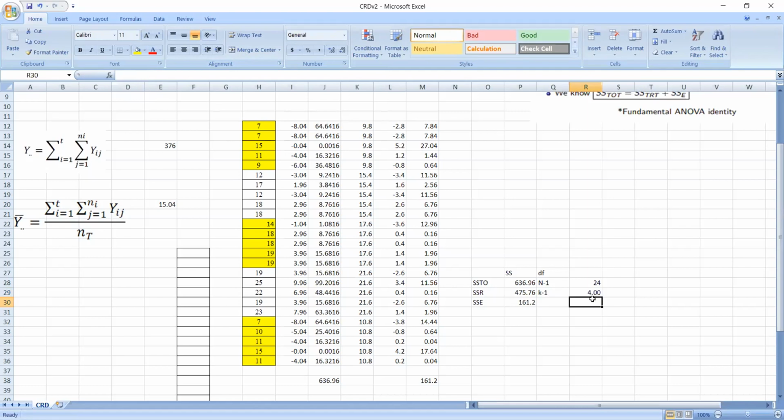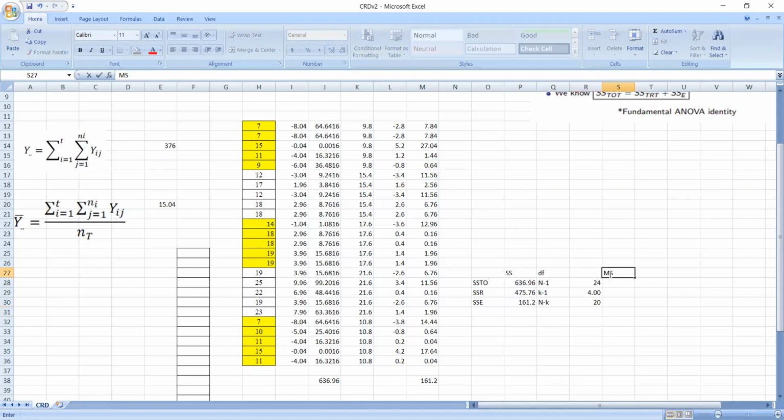Right? So this is 5 minus 1. And then under error, you have to take the total number of observations minus the number of treatments as the degrees of freedom. So that is, you have capital N is 25. You have 5 treatments, 25 minus 5, 20. So we have the degrees of freedom.